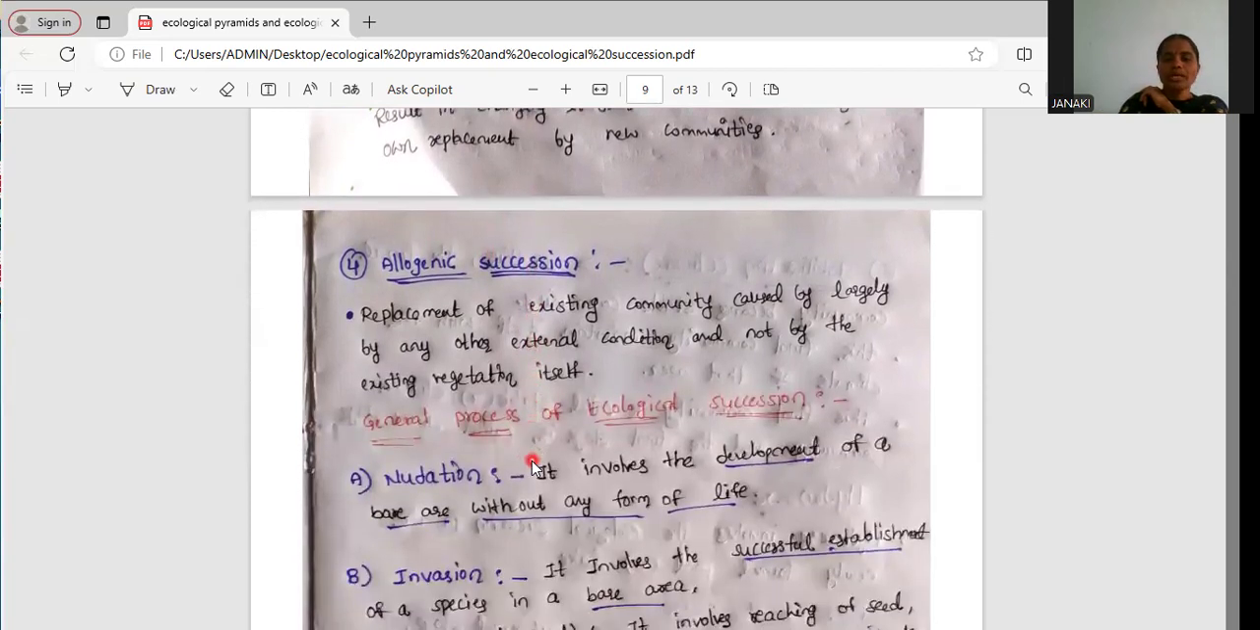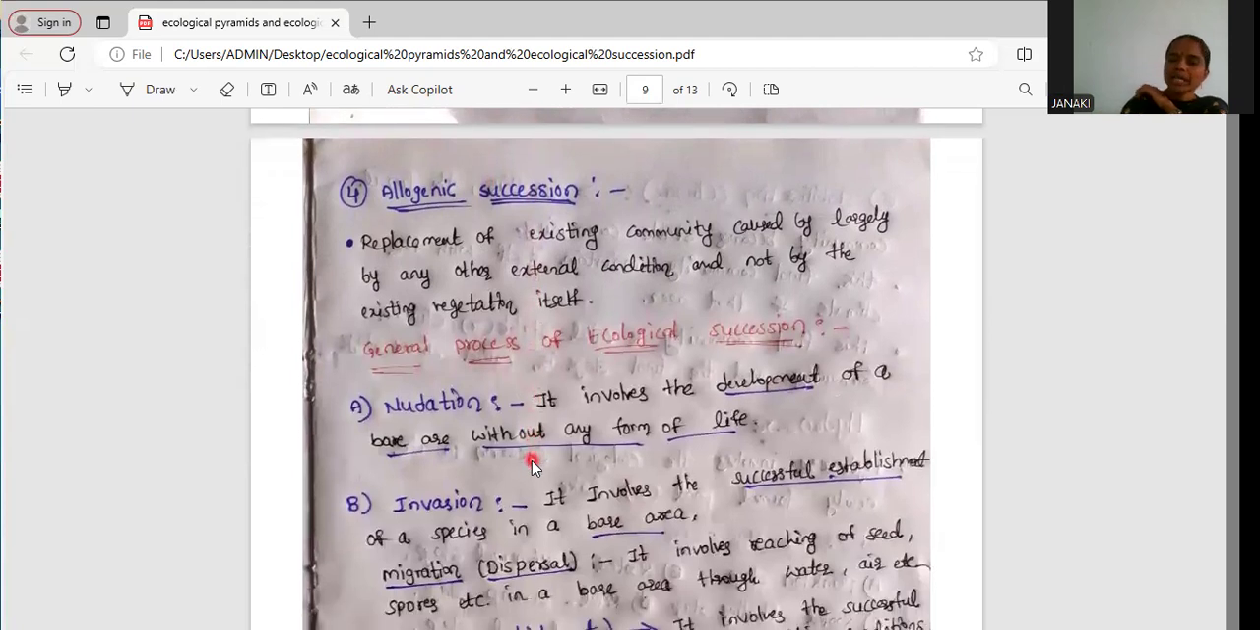Next, the fourth and last type, allogenic succession. Replacement of the existing community is caused largely by external conditions and not by the existing vegetation itself. This is called allogenic succession.